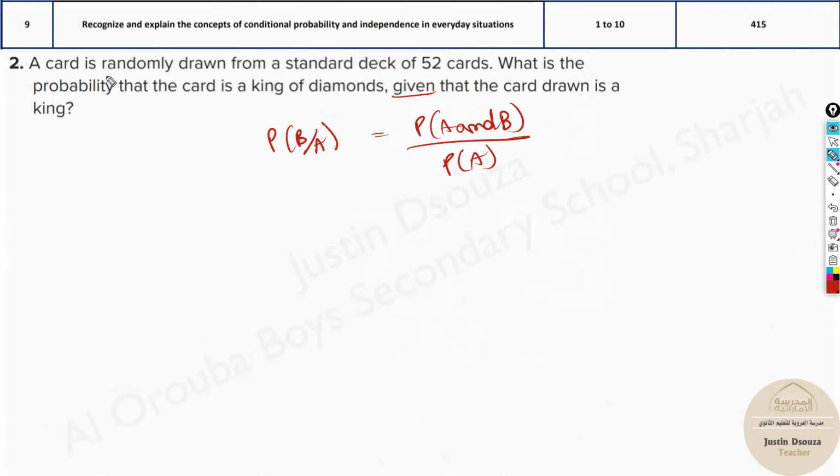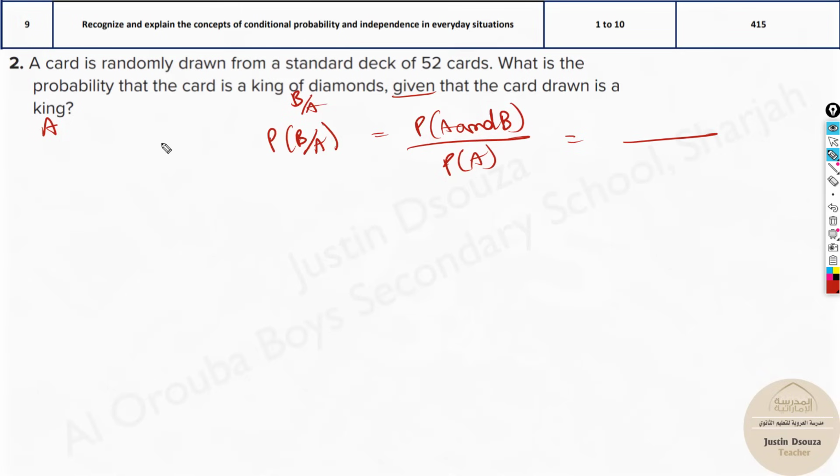Now let's read this. A card is randomly drawn from a standard deck of 52 cards. What is the probability that the card is king of diamonds, given that the card drawn is king? So the given that is the condition, the probability of A, that is, given A. And what is basically B? What do we want? It must be king of diamonds. Condition A, that is the thing.